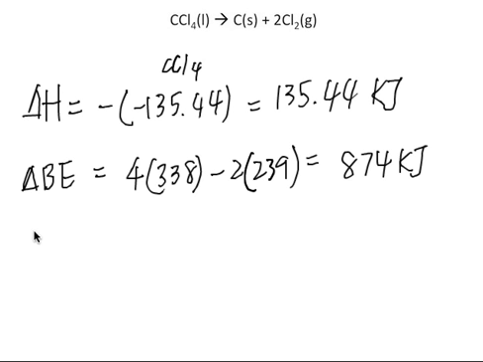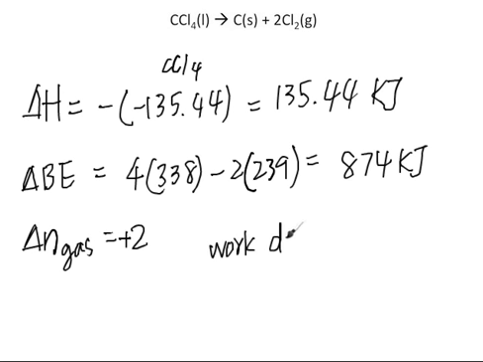Okay, so now we can calculate the delta N of the gas. The delta N gas is going to be 2. That means work is going to be done by the system because it's positive.